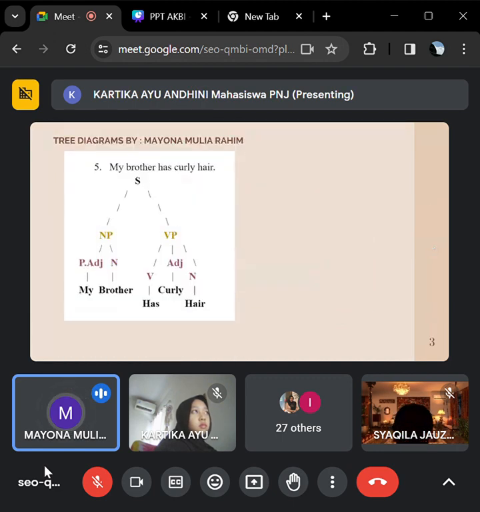Okay, next, the last sentence by me is: my brother has curly hair. There are also two phrases, namely noun phrase and verb phrase. In the noun phrase, they are possessive adjective and noun. The word for possessive adjective is my, and the word for noun is brother. And in the verb phrase, they are verb, adjective, and noun. The word for verb is has, the word for adjective is curly, and the word for noun is hair.